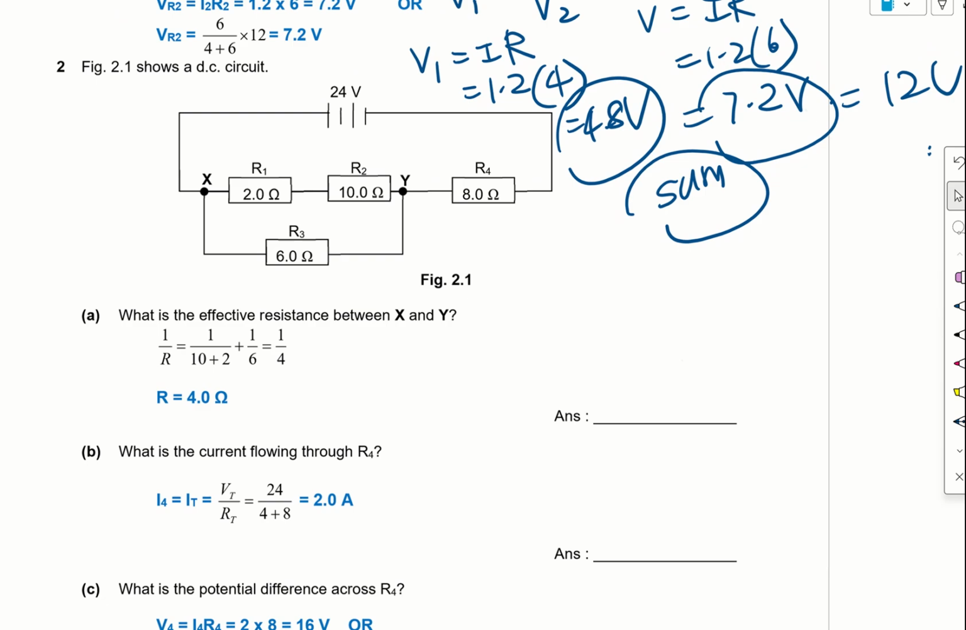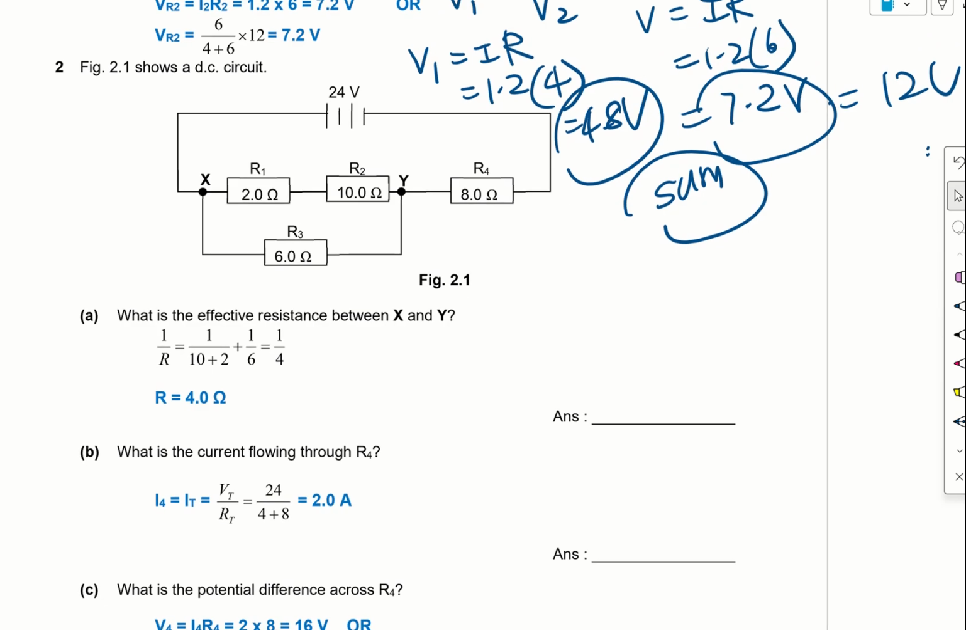Okay, figure 2.1 shows a DC circuit. What's the effective resistance between X and Y? So between X and Y, we see that there are R1 and R2 connected in series, and R3 is connected in parallel to the series of R1 and R2.